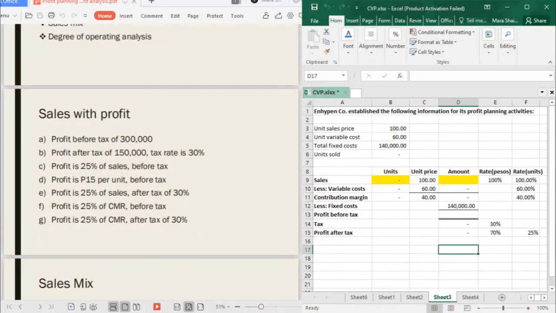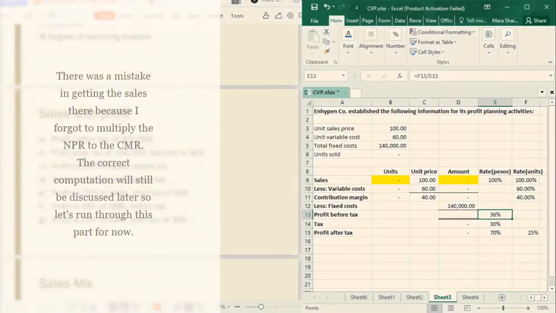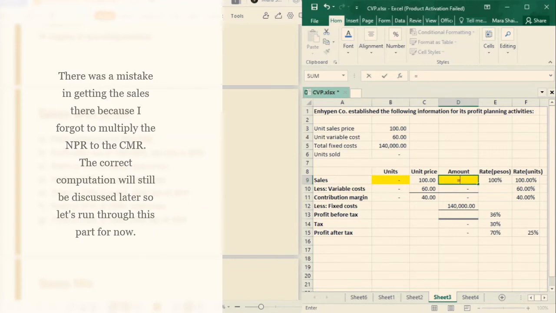Okay, this goes back to your letter E. How did we get the net profit rate? Simply, you divide the 25% by 70% to get your 100%. Now, given that, you can just use the formula from earlier: your fixed cost divided by the difference of your CMR and your NPR.